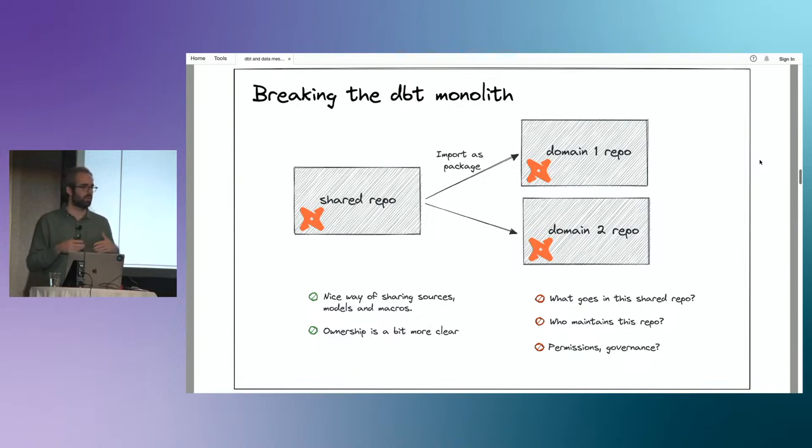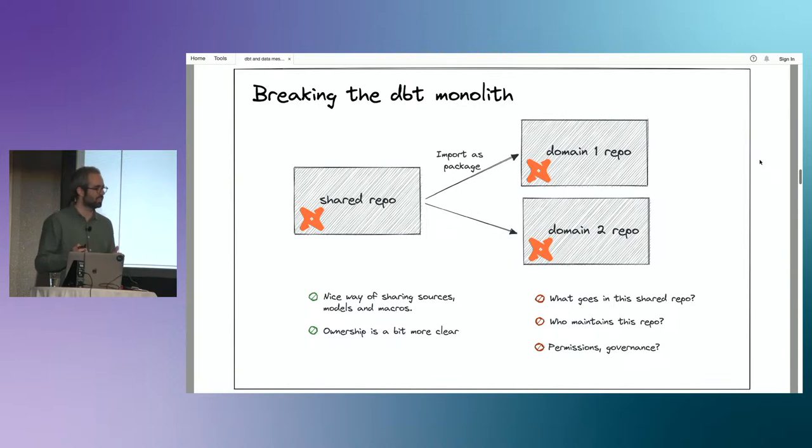And the third problem is the permissions and the governance, right? Because this explains how you can share repos as a package, right? But what about the underlying data and the access to that data? Does any domain get access to all the data in the shared repository with all the sources from the company? So all these problems are still unanswered in this part.